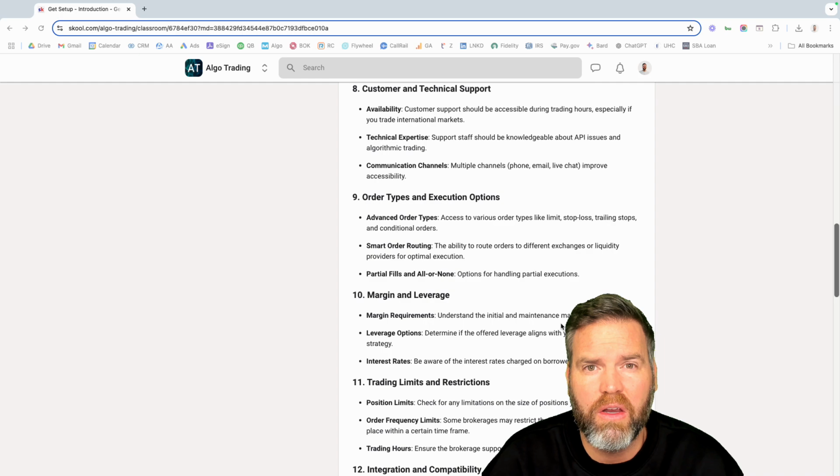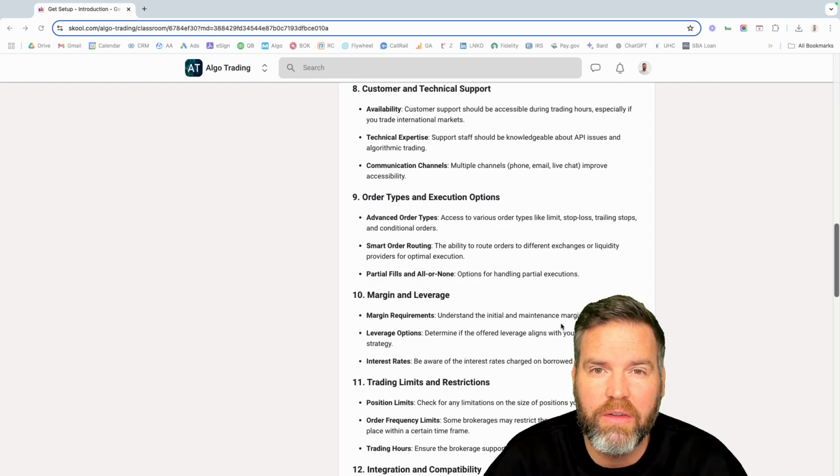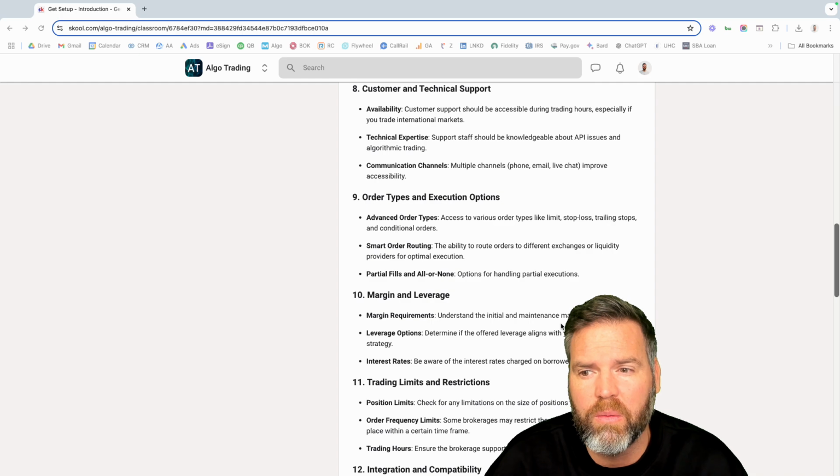Advanced order types, I think, might be a part of the algorithms that you build. Stop losses, trailing stops, conditional orders, bracket orders, stuff like that. Making sure that the API allows for those types of order executions, I think, is going to be really important.